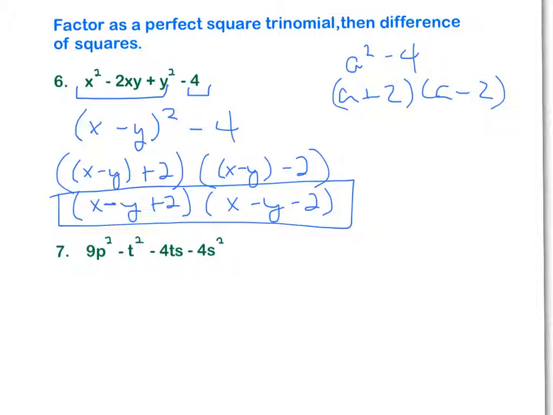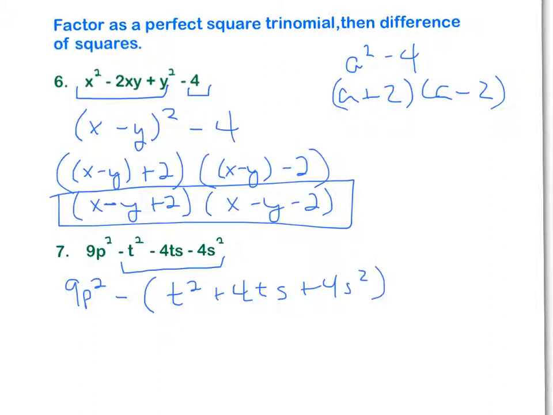In this next example, I'm going to do the same thing, but this time when I look, I'm going to look at my variables. I have a t squared, a ts, and an s squared. So that leads me to believe that these are the ones that I'm going to pair up. But when I do so, I'm going to have to be careful because I'm going to have a minus, and then I'm going to look at this as that problem and put that trinomial in parentheses. I factored out a negative 1, which changes my signs. So when I factor that as a perfect square trinomial, I'm going to get t plus 2s quantity squared.